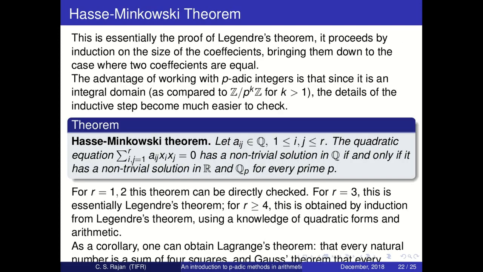Whereas here, with p-adic integers, it becomes easy. Legendre's theorem can be generalized to what is called the Hasse-Minkowski theorem. So you take rational numbers: the quadratic equation sum of a_ij x_i x_j equal to 0 has a non-trivial solution in rationals if and only if it has a non-trivial solution in R and Q_p for every prime. So this means that the local-global principle is true for quadratic forms.